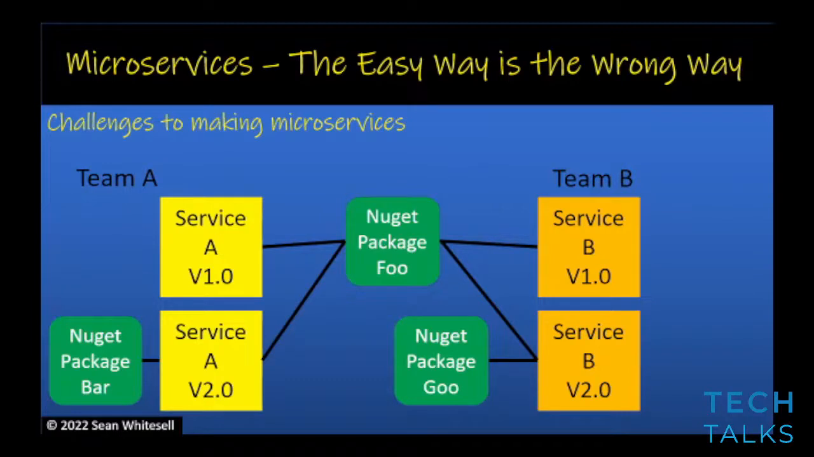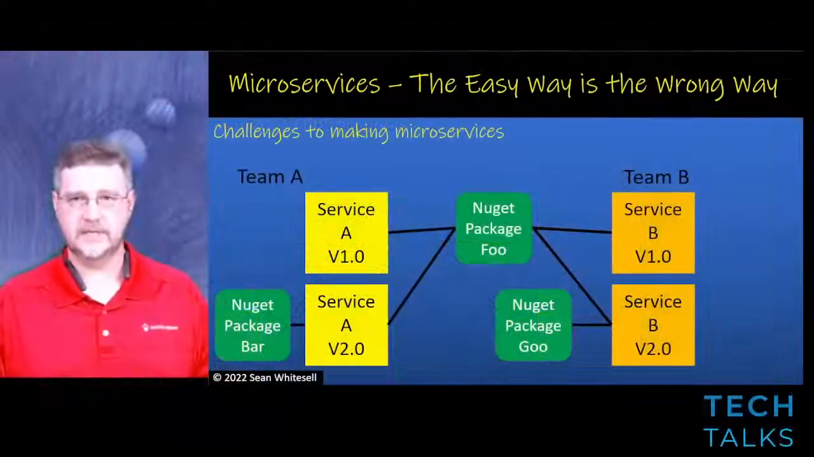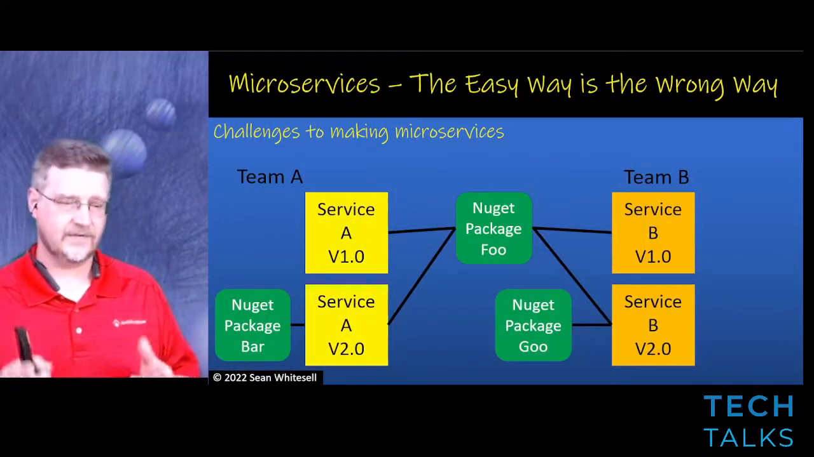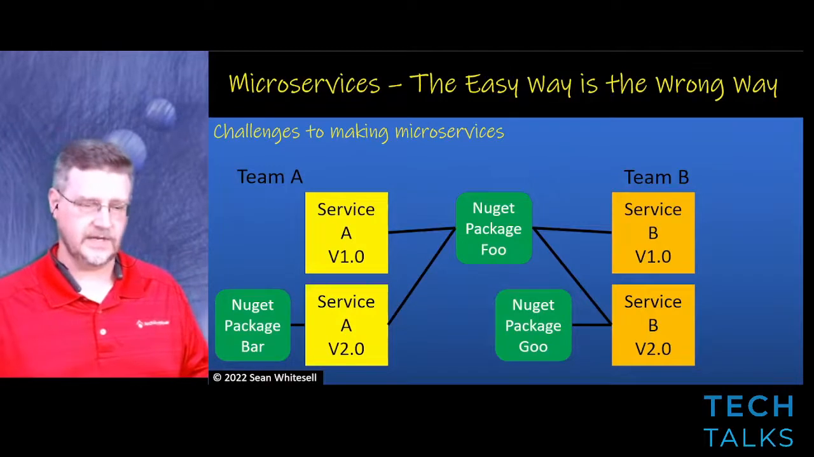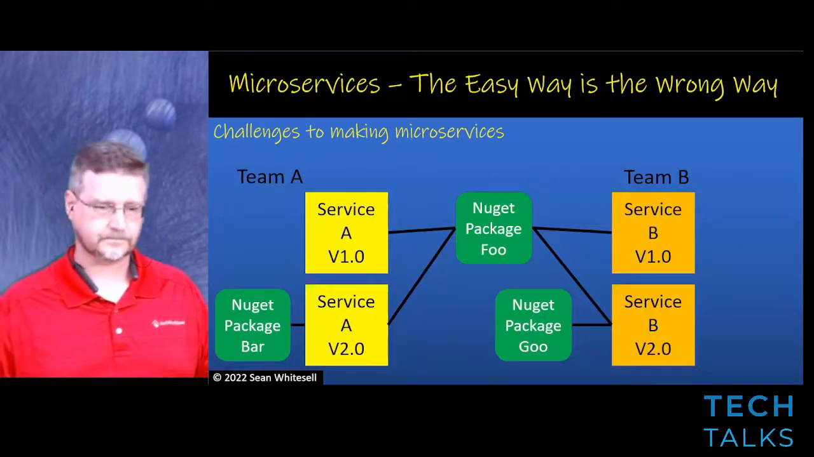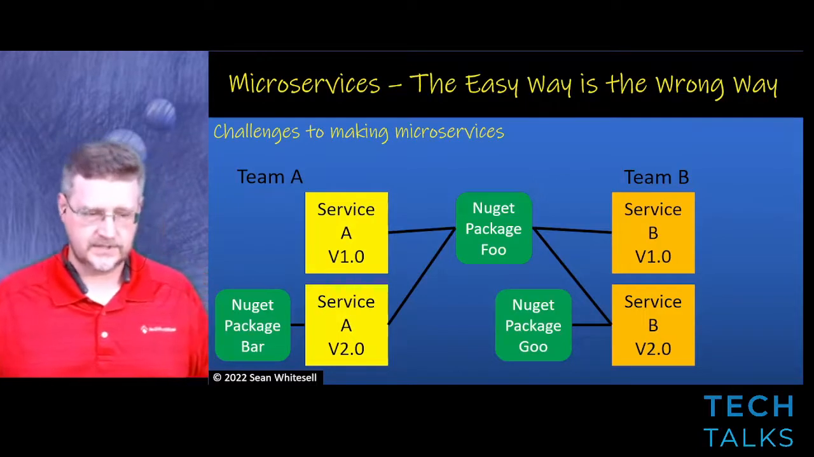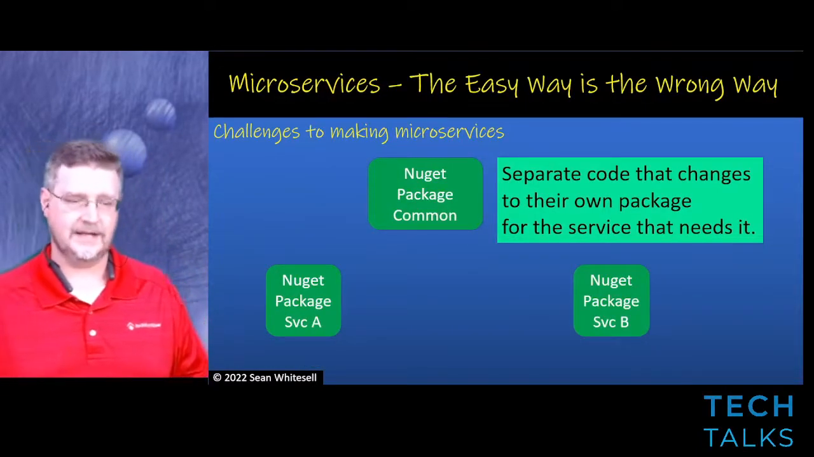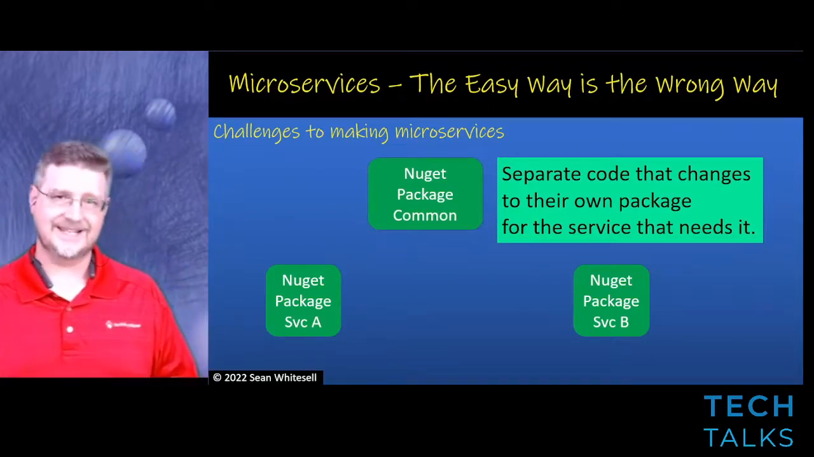So when you're duplicating code so that one microservice can evolve independent of another microservice, then copy that code out, bring it to its own package if need be. So even though it sounds like, yes, it's duplicate code, it's not for very long. It's going to evolve and allow that microservice to evolve as well. So the gist is to separate that code's changes into their own package for the service that needs it.